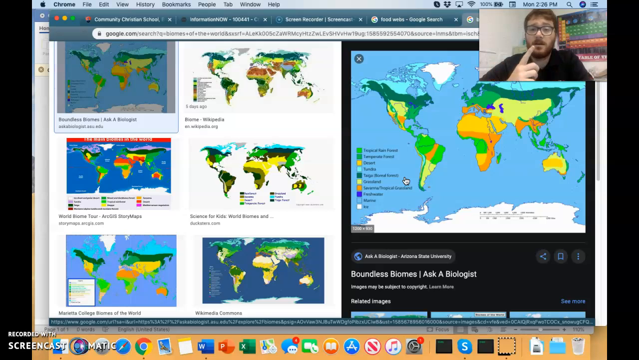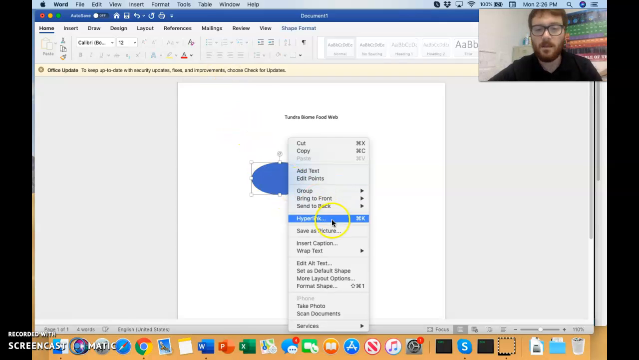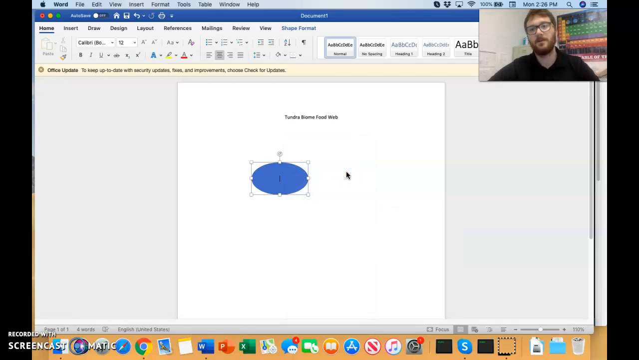And this can either be done, one, on a piece of paper, or two, electronically and submitted that way. I'm going to do it electronically because I'm already recording the screen, so it's just going to be easier for me, although you could draw this out on a piece of paper. Here I have Microsoft Word, and I'm just going to title this Tundra Biome Food Web. And I'm going to do a very simple example. I'm not going to do every single thing that we found in the tundra, believe me.